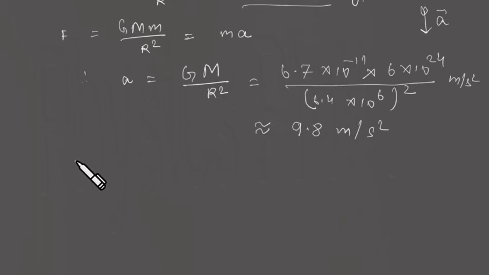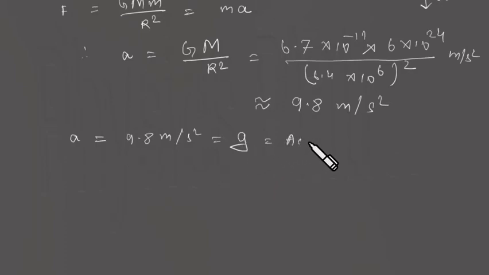So the acceleration with which a freely falling body is falling towards the earth's center is given as a equals 9.8 meter per second square. This is called the acceleration due to gravity, and in general it is denoted as small g. So small g is the acceleration due to gravity, and it is given as 9.8 meter per second square or 980 centimeter per second square in CGS. So that's how you find the acceleration due to gravity.